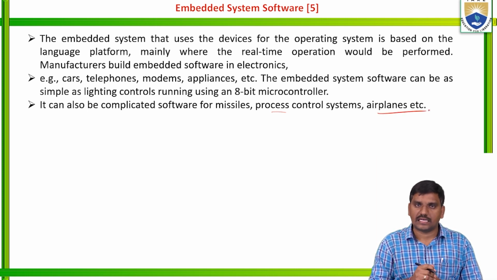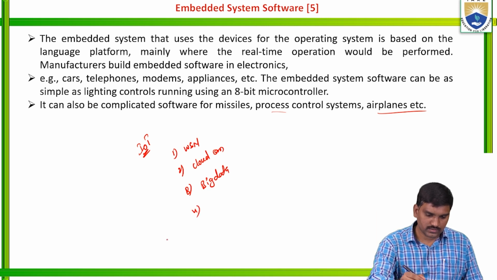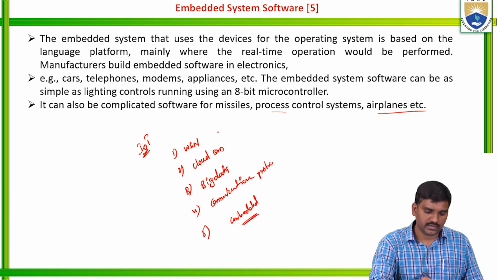So this is the last of the IoT enabling technologies, embedded system. So we have the IoT enabling technologies. The first one is wireless sensor network. Second one is cloud computing. Third one is big data analytics. The fourth one is communication protocols. Fifth one is embedded system. So these are the five.